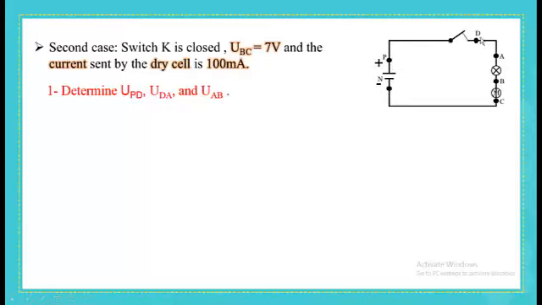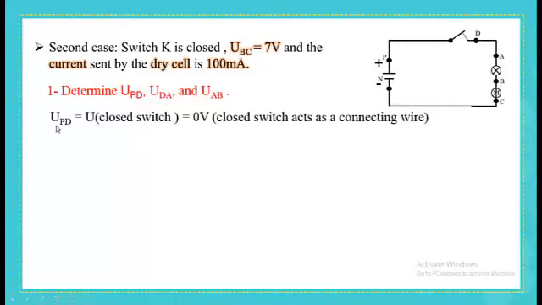UPD is the voltage across a closed switch. UDA is the voltage across a connecting wire. UAB is the voltage across the lamp. The first two, UPD, which is the closed switch and which acts as a connecting wire, the voltage is 0. UDA is equal to 0 because it's the voltage in a connecting wire. Since we are asking about a component which is present in a circuit where the components are connected in series, we have to think about the law of additive voltage.